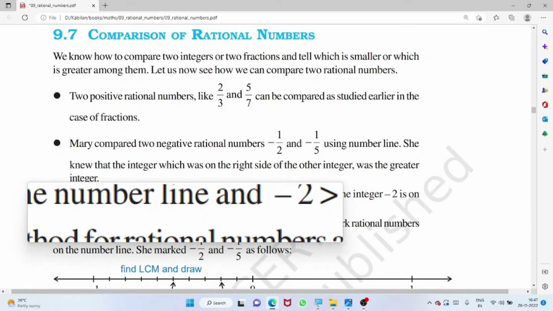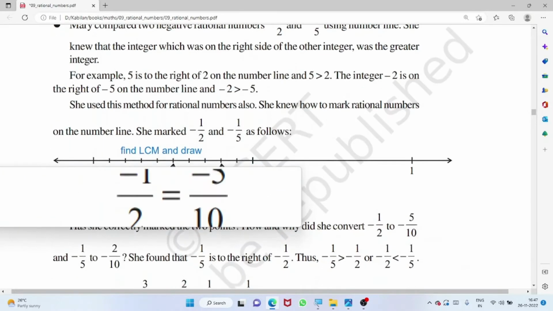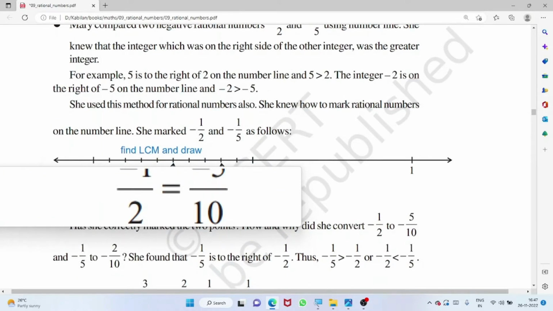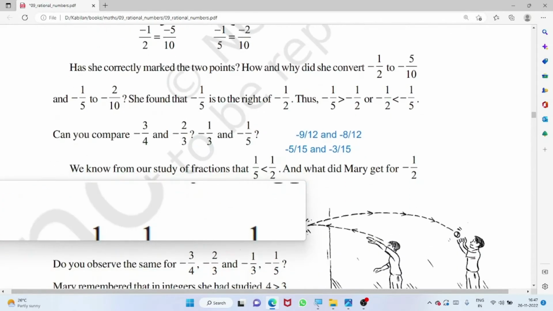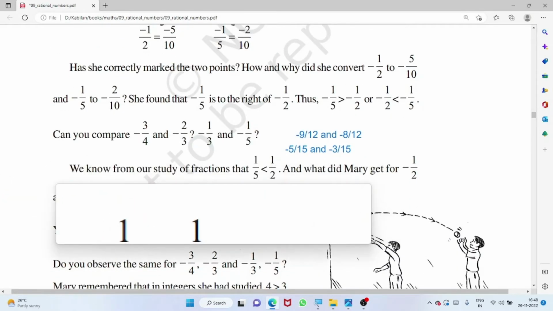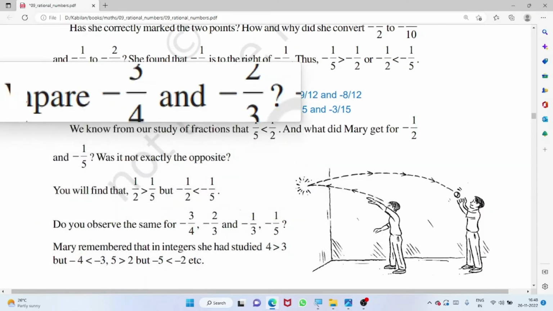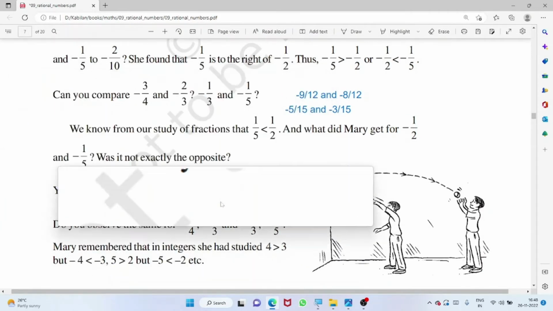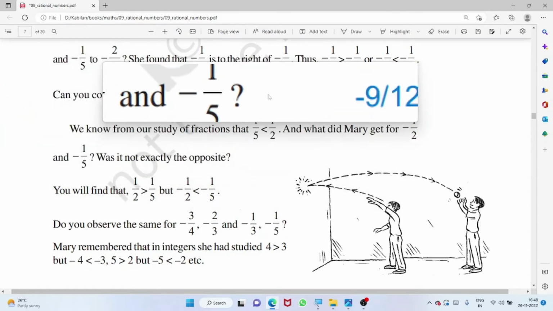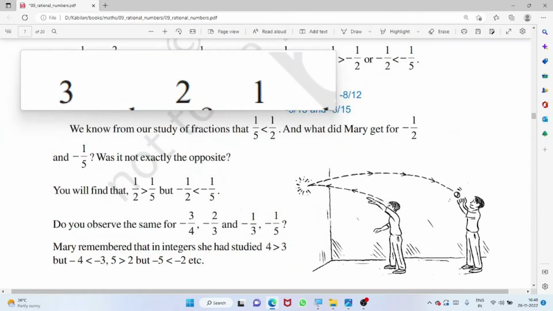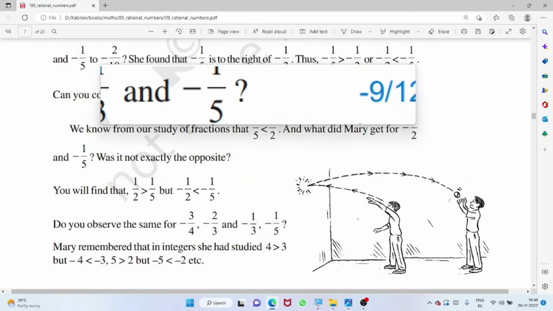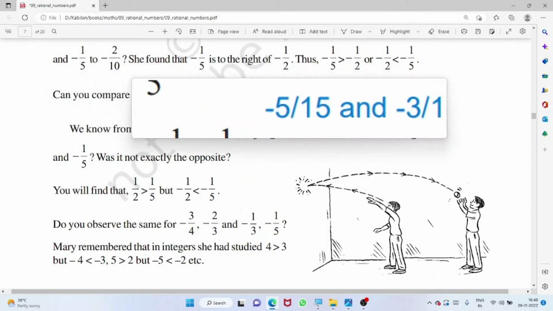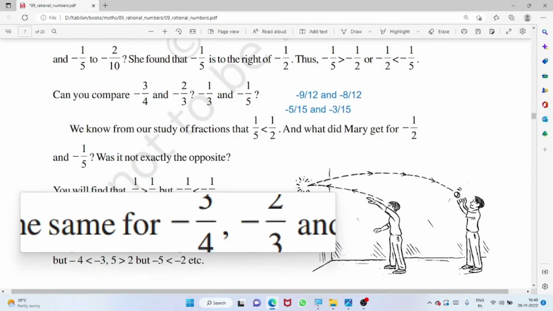Comparison of the rational numbers: if the denominator is the same, we can directly compare. Otherwise you have to find the LCM and then compare. Okay. So here you see, compare, this LCM is 12. So minus 3 by 4 will become minus 9 by 12 and minus 2 by 3 will become minus 8 by 12. So same way, this also, the LCM of 15 you can do like this.